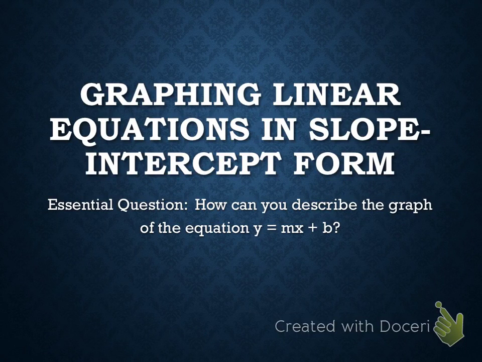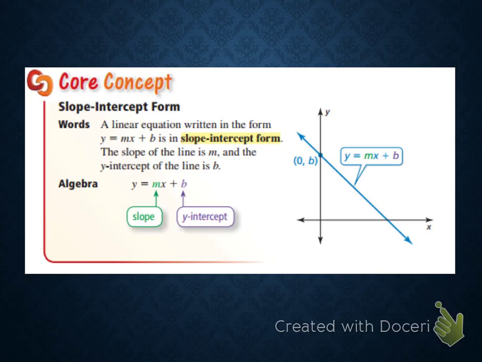This is lesson 3.5b, graphing linear equations in slope-intercept form. The essential question here is how can you describe the graph of the equation y equals mx plus b? So we already talked about slope in the slope-intercept form, where y equals mx plus b, where m is the slope, b is the y-intercept.